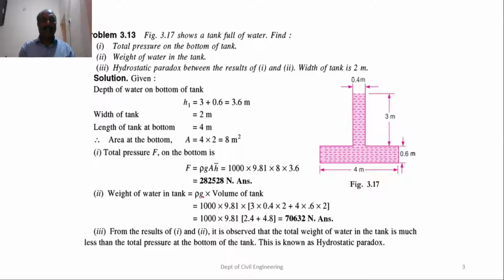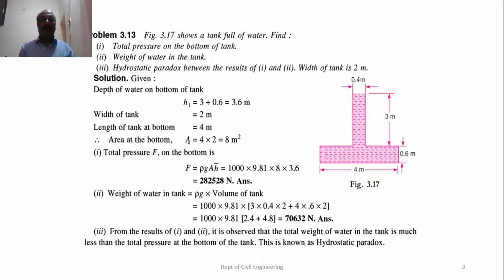The width of the tank is 2 meters. As given in the figure, the bottom tank has length 4 meters and width 2 meters, with thickness 0.6 meters. The upper tank has height 3 meters and thickness 0.4 meters, with width 2 meters. So the depth of the water at the bottom of the tank, H1, is 3 plus 0.6, which is 3.6 meters. The width of the tank is 2 meters and the length of the tank at the bottom is 4 meters.